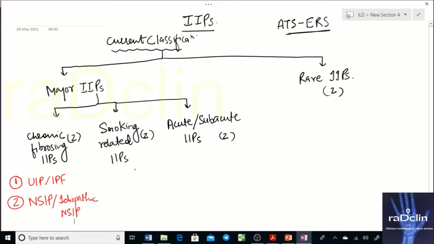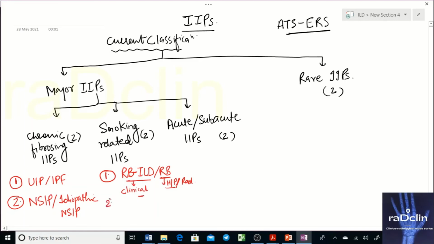Now among smoking related IIPs, it is your respiratory bronchiolitis related ILD, RB-ILD. Now here, respiratory bronchiolitis is a histopath or radiological image, and this is your clinical syndrome. This is your clinical syndrome, RB-ILD disease, respiratory bronchiolitis interstitial lung disease. Respiratory bronchiolitis is a histopath or radiological image.